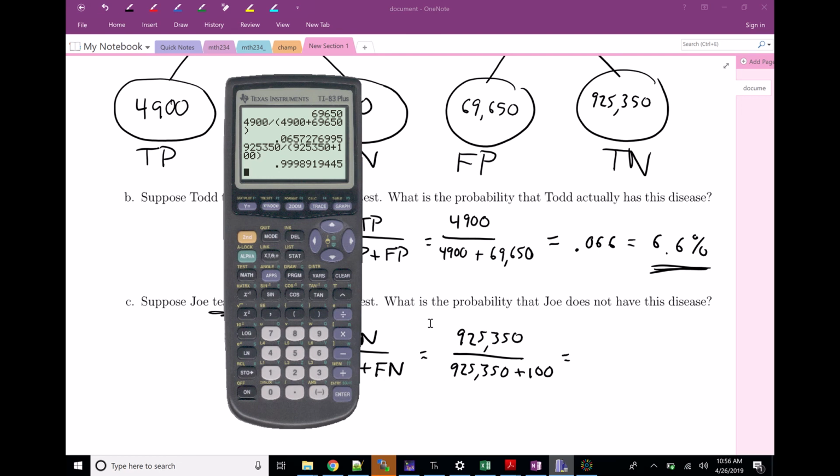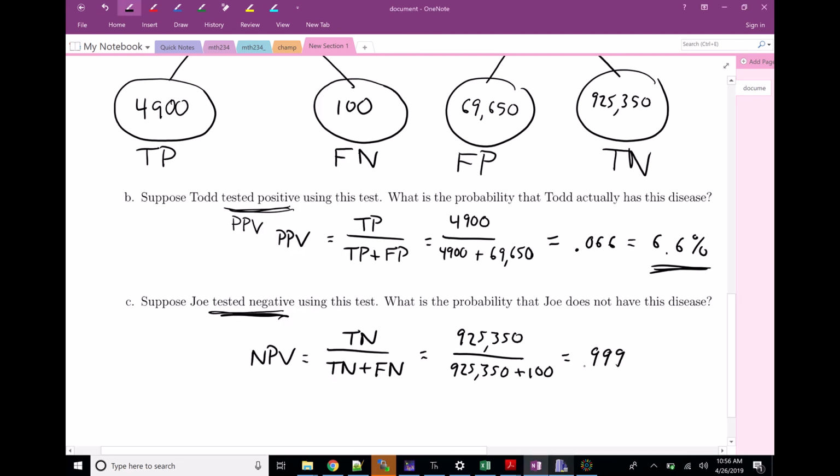And all right, so this comes back 99.9% of the time. So this would be 0.999, or that's the same thing as 99.9% of the time. If you receive the test as negative, right, that is a true negative. So there's only a very small fraction, these extra 100 people or so right here, compared to this 925,350, right? Almost all of those are true negatives. And so that's why this is such a high percentage here.